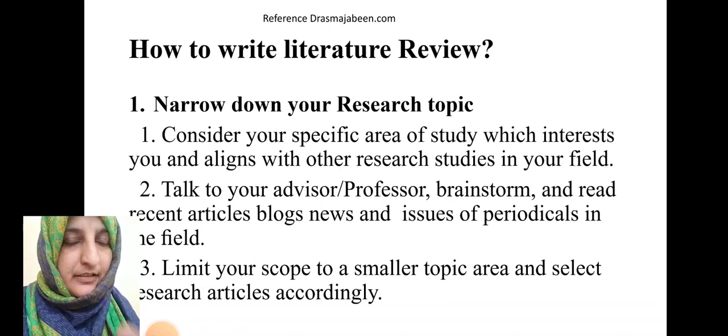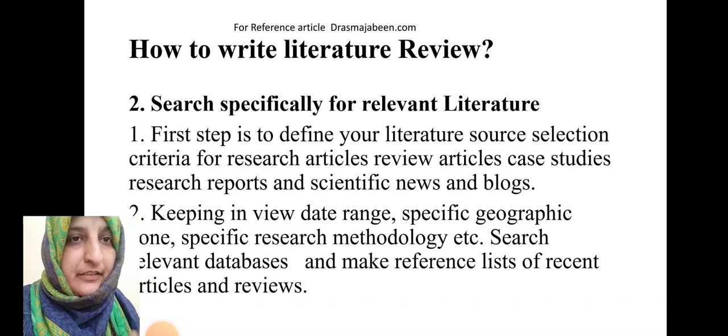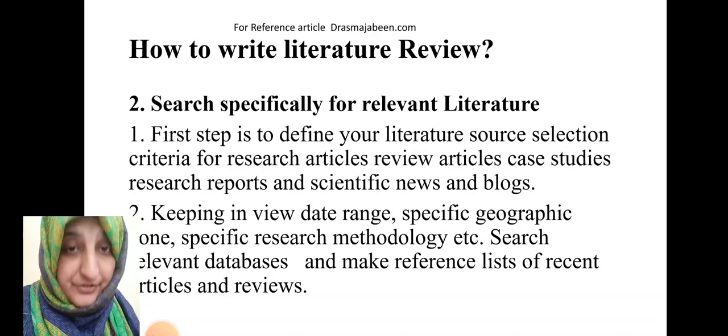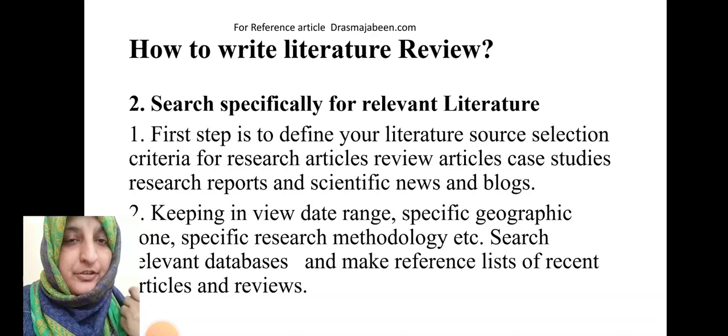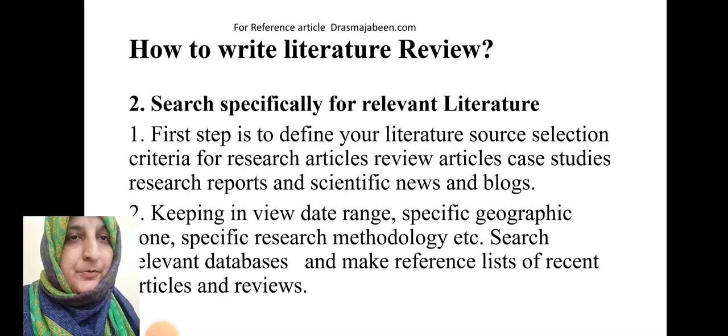Now let's move towards the second step, which is to search specifically for the relevant literature. First, define your literature source selection criteria. After defining your literature source selection criteria for research articles, review articles, case studies, reports, or scientific news, you should be specific about your cited sources and what you want to do, keeping in view the date range, specific geographical locations, specific research methodologies, etc.